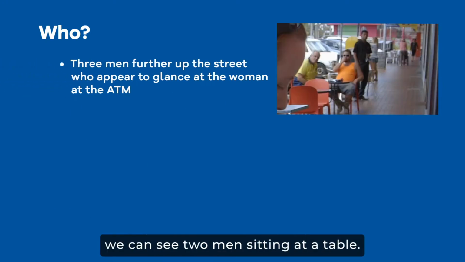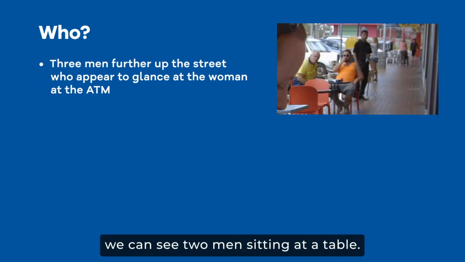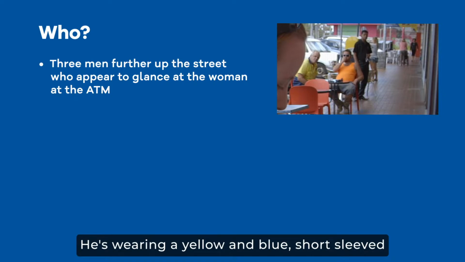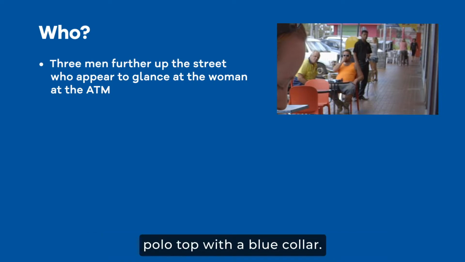Further up the street we can see two men sitting at a table. One is light-skinned, he has a heavy build and has grey hair. He's wearing a yellow and blue short-sleeve polo top with a blue collar. The top part of the shirt is yellow and the bottom part is blue. The other man is much younger. He has short brown hair, is wearing an orange singlet, light brown pants and runners, and he's wearing sunglasses.